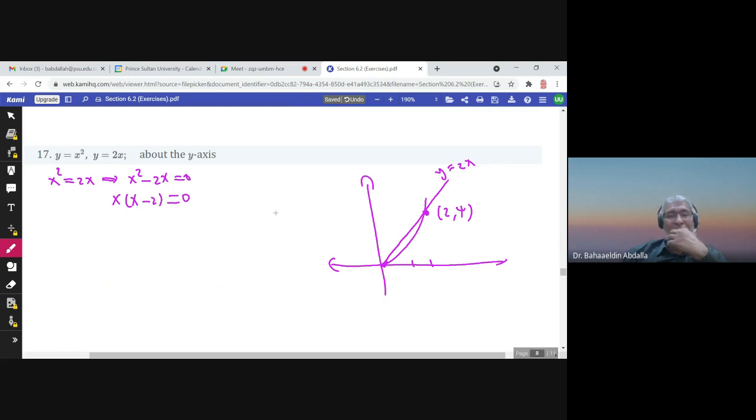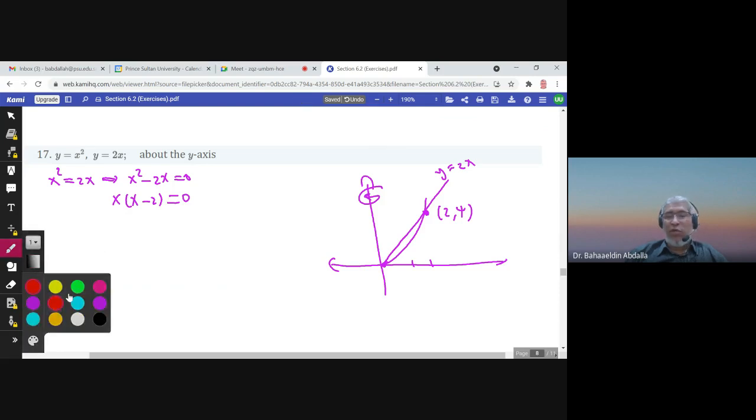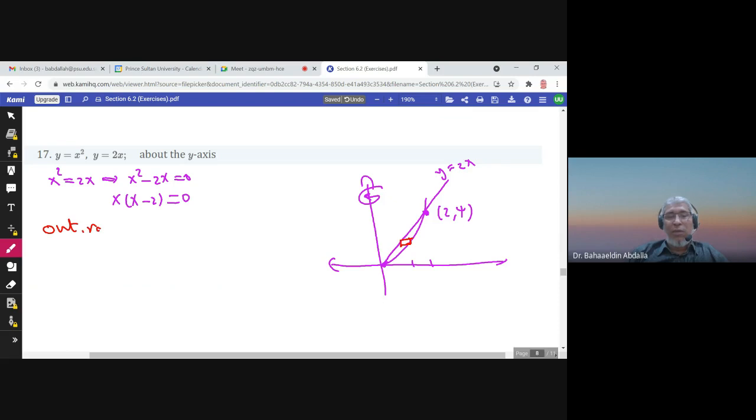All right, about the y-axis. Now we will get a washer. About the y-axis, we will get a washer. We will take a rectangle perpendicular to the axis of rotation. And now we need to find the outer radius and inner radius.